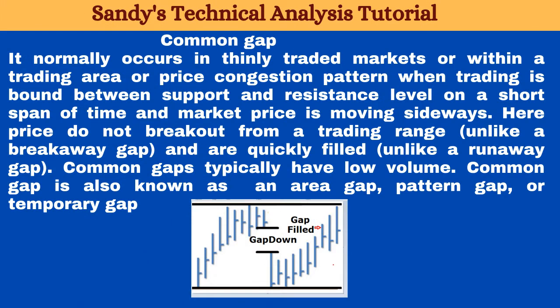Common gap. It normally occurs in thinly traded markets, or within a trading area, or price congestion pattern, when trading is bound between support and resistance level on a short span of time, and market price is moving sideways. Here prices do not break out from a trading range, unlike a breakaway gap, and are quickly filled, unlike a runaway gap. Common gaps typically have low volume. Common gap is also known as an area gap, pattern gap, or temporary gap.